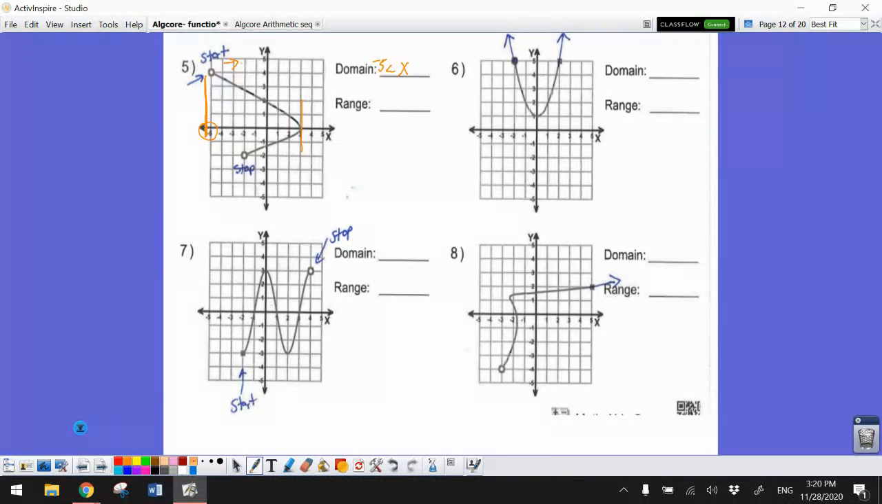Remember, this is a compound inequality. I'm going to go all the way up to the 3, and then I'm going to go back to the left. So that's going to be less than. Remember, when you're on a compound inequality, they always point to the left.